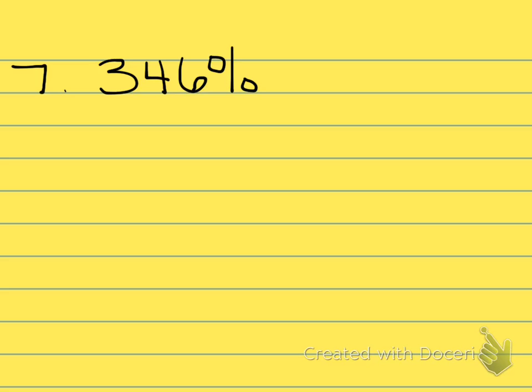Number 7, the directions say write the percent as a decimal and a fraction in simplest form. So 346%, I'm going to go from percent to decimal, and we've talked about PEDAL before. I'm going to take the decimal, it's a hidden decimal right here at the end of the whole number. I'm going to move it to the left, and ditch the sign. So it's 3.46. That's our decimal form.